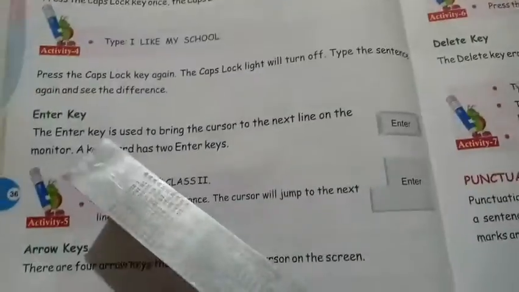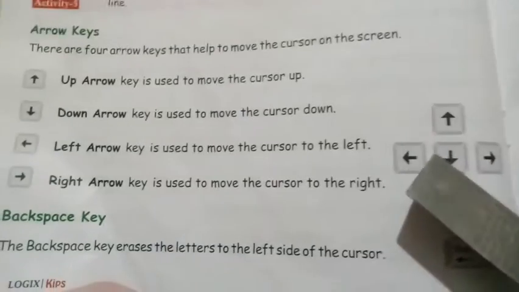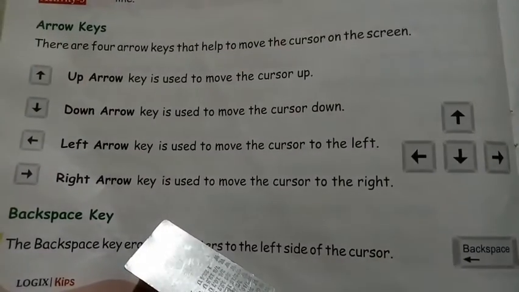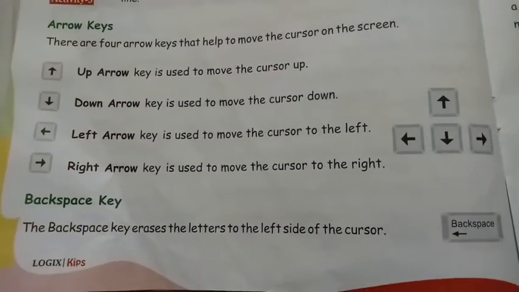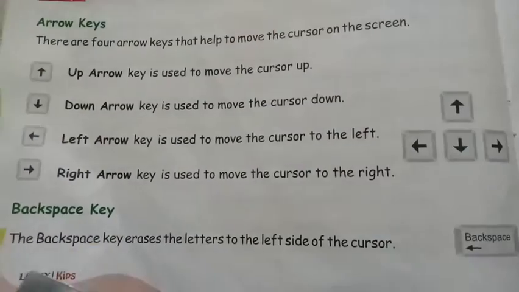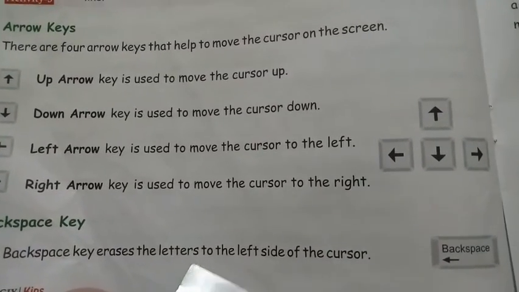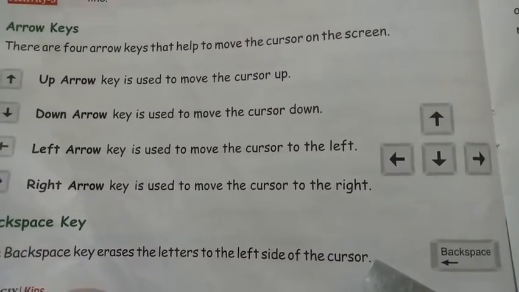Caps lock key, enter key, arrow keys. There are 4 arrow keys students, so don't get confused. See in this picture, backspace key and delete key. So students, you have to learn what is the difference between backspace key and delete key. So students, I would say the backspace key erases the letters to the left side of the cursor.